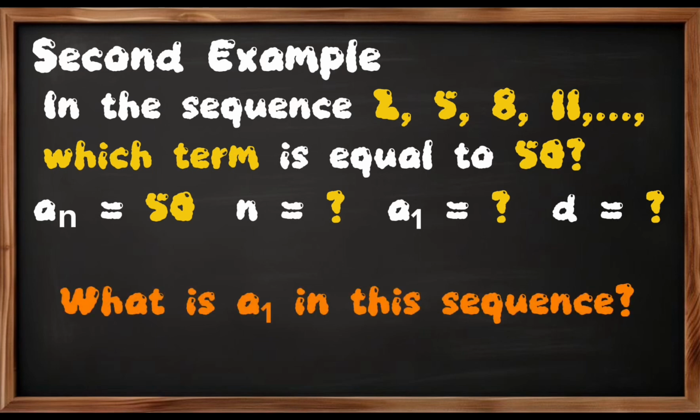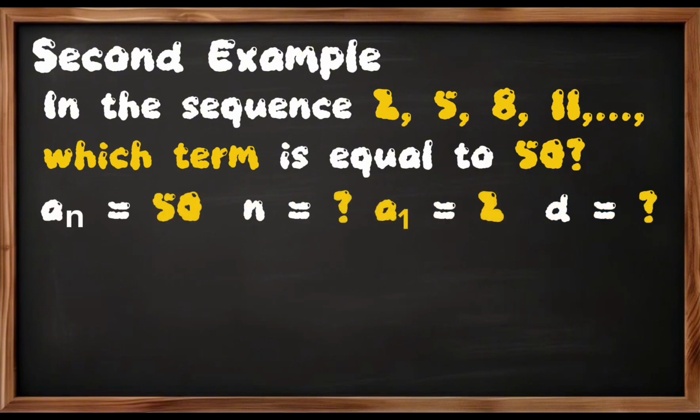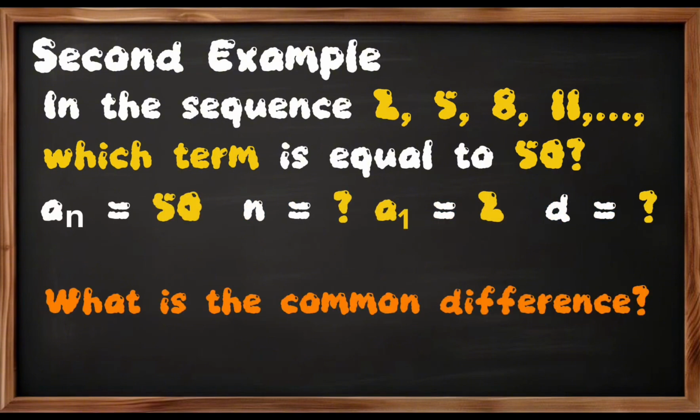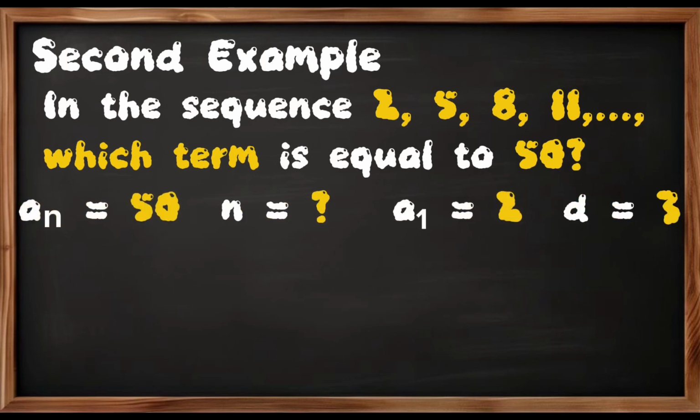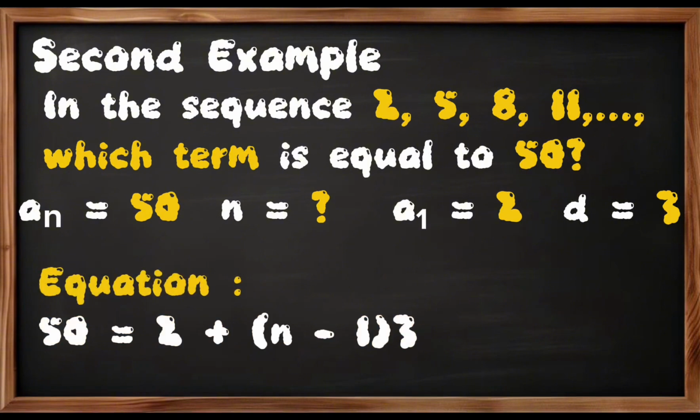What is a sub 1 in this sequence? a sub 1 is 2. Now, what is the common difference? The common difference is 3. Now, let's plug everything we know into our formula.